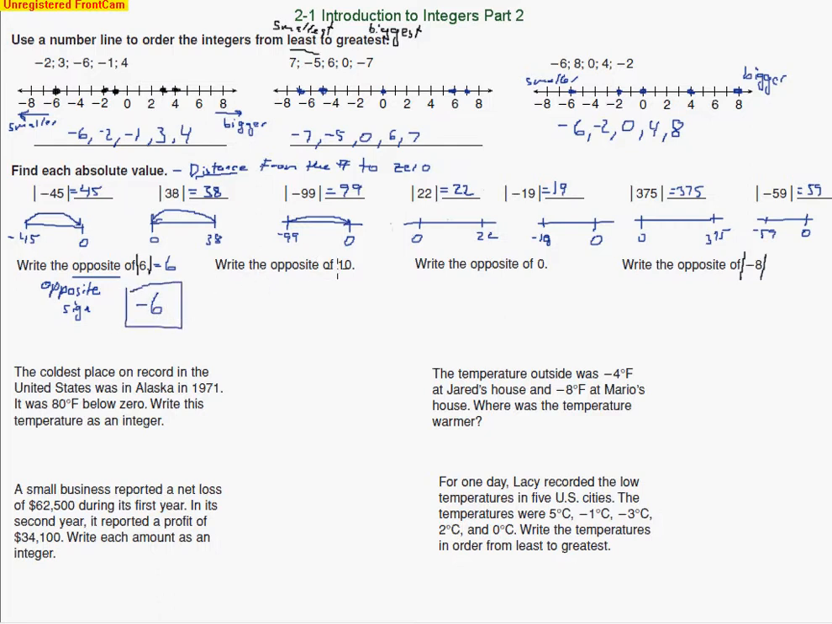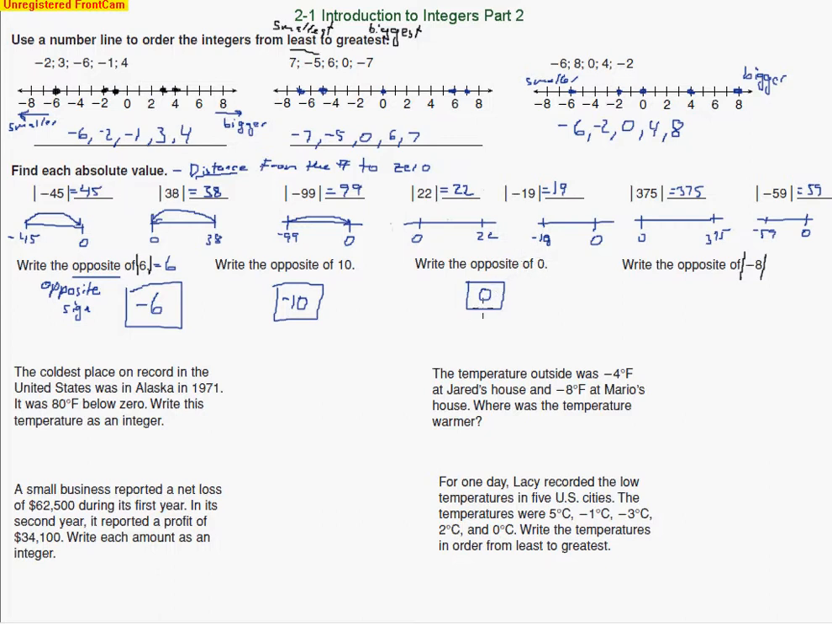What's the opposite of 10? Well, the opposite of 10 is negative 10. So that would be our answer. Here's that question I posed in the beginning of this lesson. What is the opposite of 0? Well, 0 has no opposite. And so 0 is the opposite of itself. And so 0 is the only number that we don't have an opposite of.